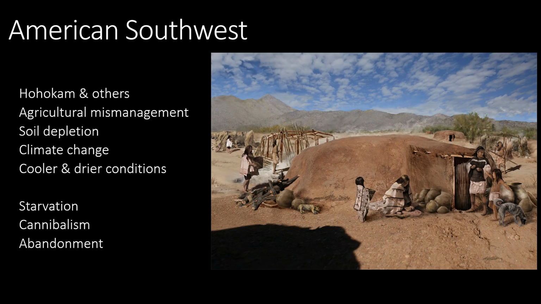The Hohokam, the Mogollon, and others in this area benefited from about 1,000 years of a change in climate that brought a little bit more rain and moisture to the system until it sort of ran its course and it reverted back to what is very dry and desert climate, making agriculture actually challenging on large intensive scale. So soil depletion, climate change, and cooler and drier conditions made it more and more difficult to produce food on the scale that it had before.